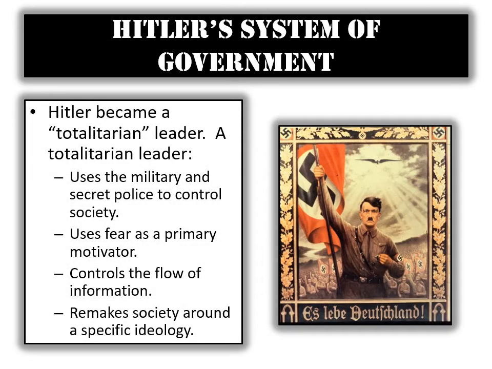Hitler's system of government. Hitler became a totalitarian leader. A totalitarian leader uses the military and secret police to control society. They use fear as a primary motivator. They also control the flow of information and remake society around a specific ideology.